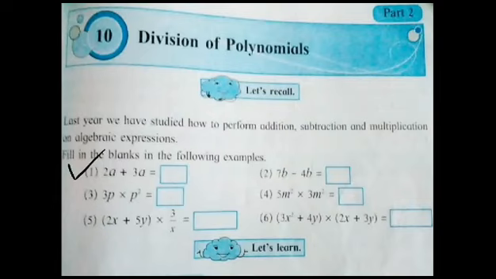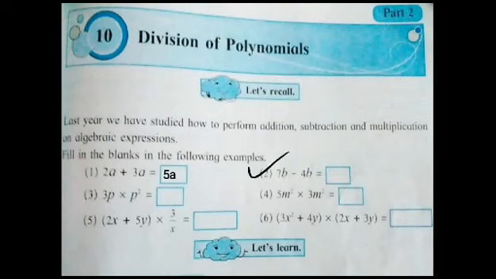First one, 2a plus 3a. You have to add only the number. You have the same variable a in both terms. You cannot add the variable. Variable a you have to write as it is, only one time. Add only the number. 2a plus 3a, the answer is 5a.